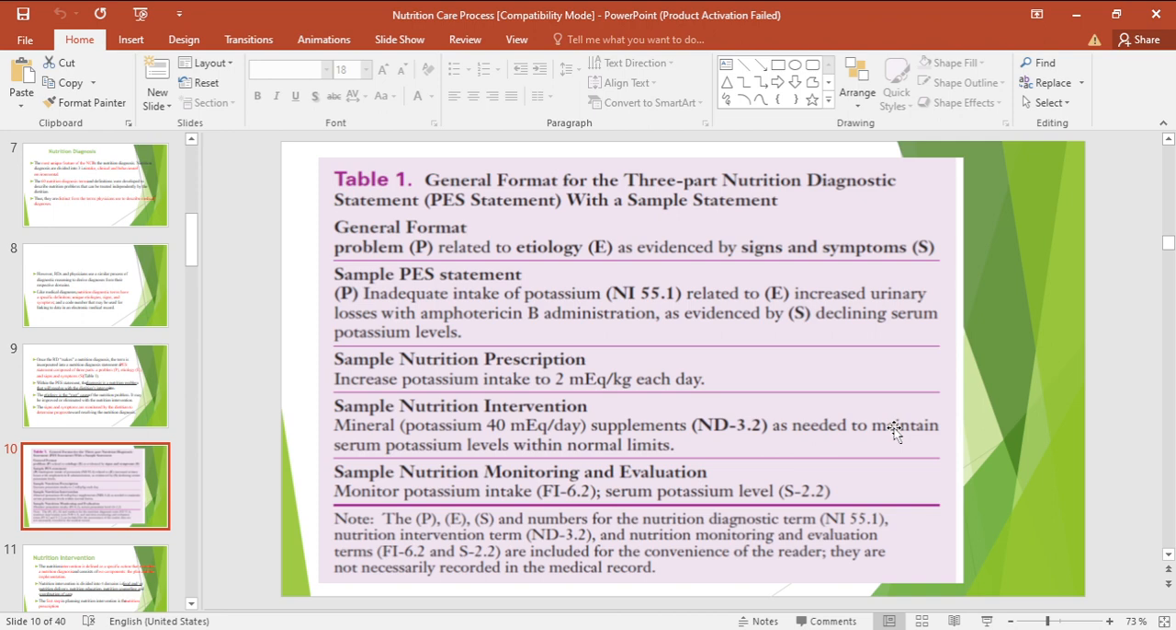And finally, you also have to have a systematic method of nutrition monitoring and evaluation. Monitor the potassium intake and the serum potassium levels. You have to note that the PES and the numbers for the nutrition diagnostic term, N155.1, the nutrition intervention term, and the nutrition monitoring and evaluation terms are included for the convenience of the reader.